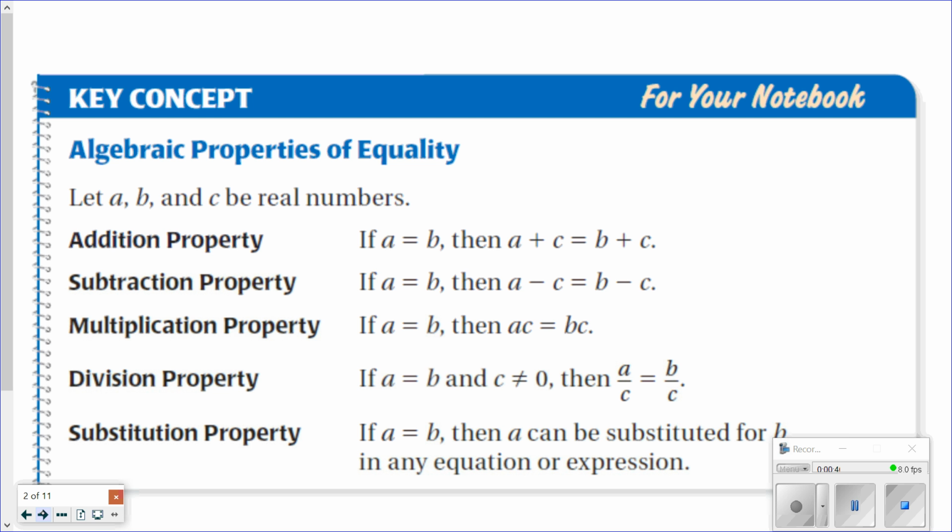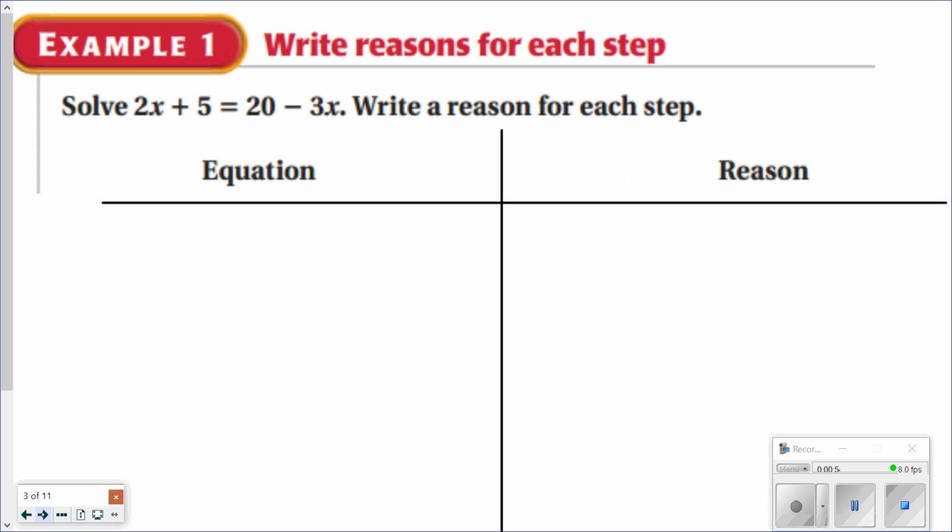And finally, substitution property: if A is equal to B, then A can be substituted for B in any equation or expression. So let's put all that together. Example 1. Write reasons for each step. We want to solve 2x plus 5 is equal to 20 minus 3x. Write a reason for each step.